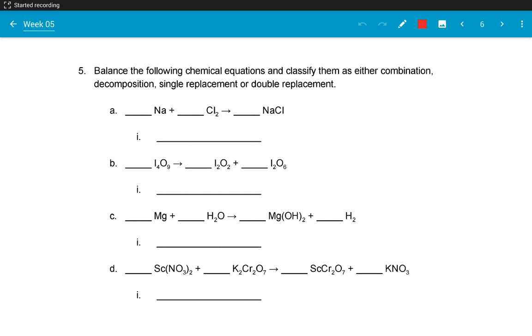Balance the following chemical equations and classify them as either combination, decomposition, single replacement, or double replacement. In the first reaction, we have sodium reacting with chlorine to form sodium chloride.